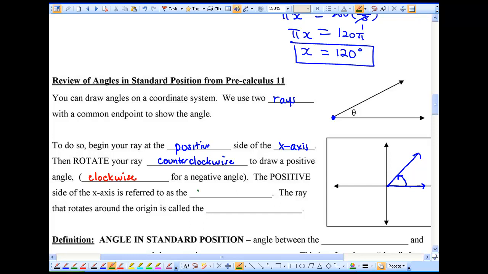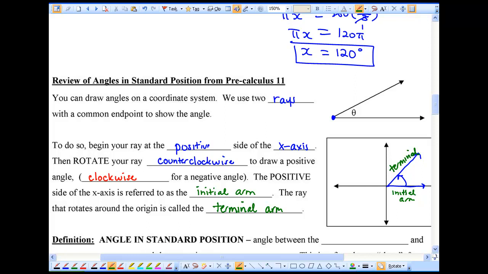Now, the positive side of the x-axis has a name to it. It's called the initial arm. While the ray that rotates around the origin also has a special name. It's called the terminal arm. I won't ask you these terms in a test, but you'll see them and hear them quite often, so it's good to know them.